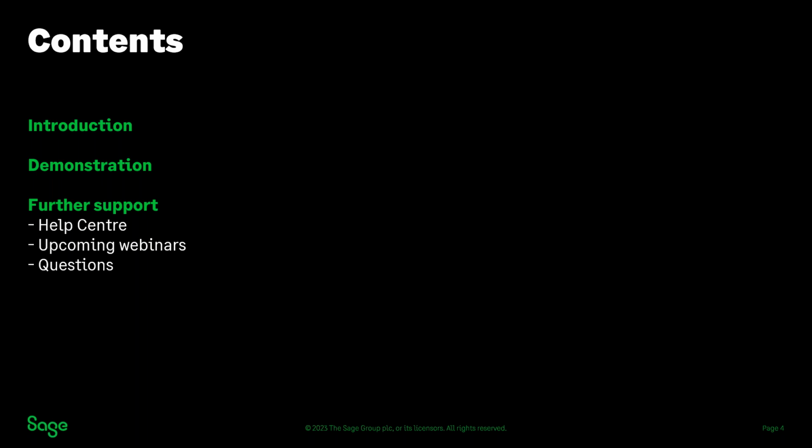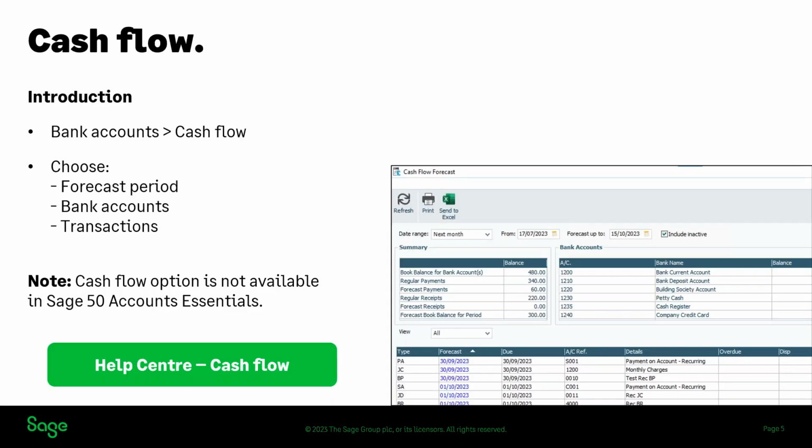Right, okay, so let's get stuck in. A little bit of background to the cash flow option. It's been around for many years. You access it by going into the bank accounts area, and you'll have an option on your toolbar at the top, which you'll see in just a moment, called cash flow. In the cash flow, it will enable you to choose your forecast period. You can choose which bank accounts you want to include in that forecast, and also of the transactions, which ones you want to include as well.